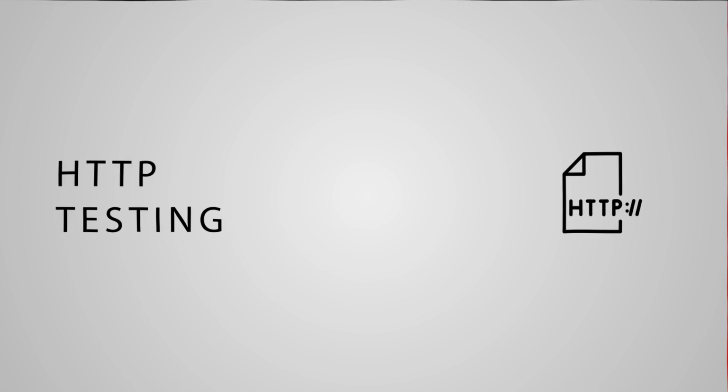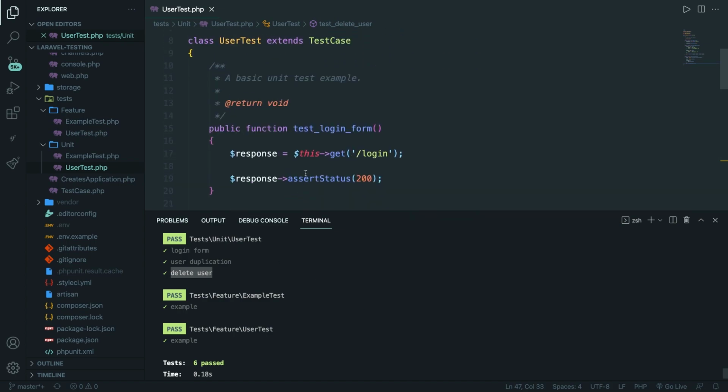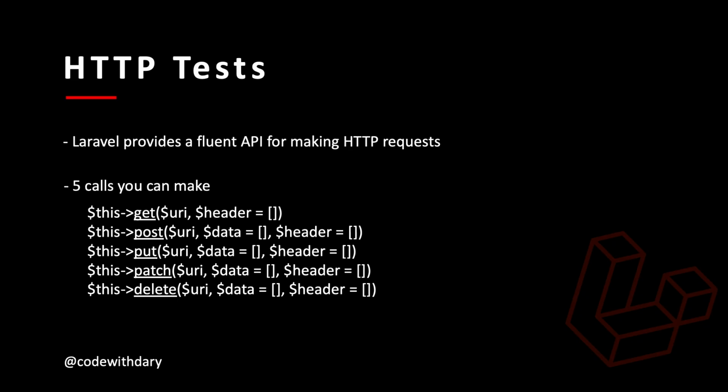All right, it's time to move on to the next type of test, which will be HTTP testing. We have actually seen one of them inside the test login form. If we scroll up, we're getting the /login endpoint. Now we can obviously change this to the put, post, patch, or delete method as well, which will basically sum up all available HTTP methods. As you can see on my screen right now, every single method accepts a URI as their first param. Right here we've got the get, post, put, patch, delete. It accepts a URI as the first param, which will be the endpoint of the route. The get method accepts a header, and the post, put, patch, and delete have a data array as well.